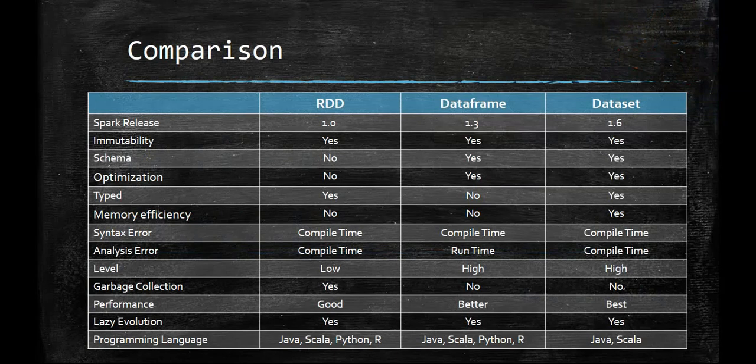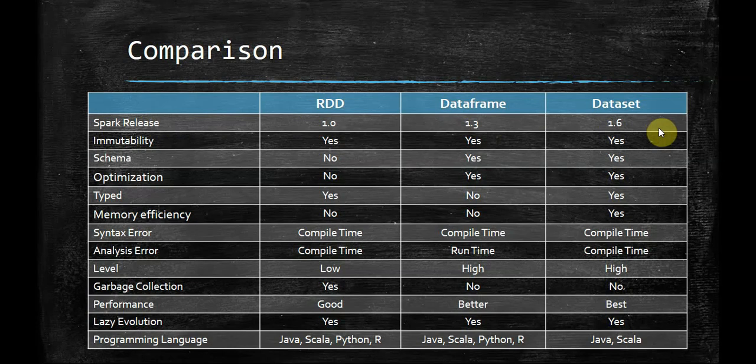So first thing is your RDD, DataFrames, and Dataset. In this, the first point I mentioned is the Spark releases. Okay, so the RDD was introduced in Spark 1.0, whereas the DataFrame was introduced in 1.3, and the Dataset was the latest one, which was introduced in Spark version 1.6.